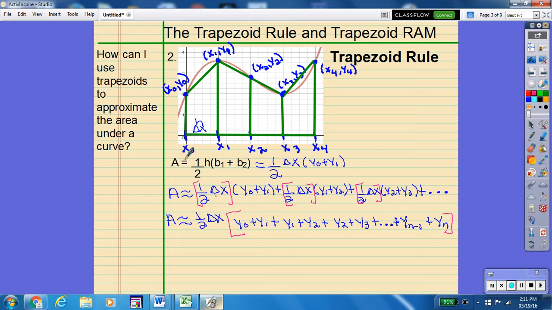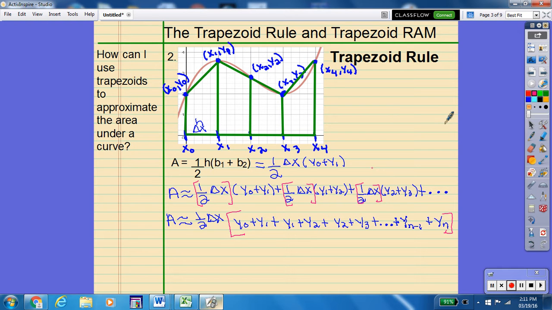Because what's really happening here is this first base is only utilized by the first trapezoid. But the second base is going to be used for the area of the first trapezoid, and it's going to be used for the area of the second trapezoid. Same thing's going to happen on the next trapezoid. This base is going to be used for the second and the third, and then this base is going to be used for the third and the fourth, and so on and so forth. So what you're going to notice is that the bases that are in the inside are always going to be used twice, while the first and the last are only going to be used once.